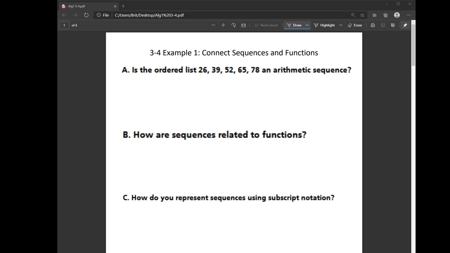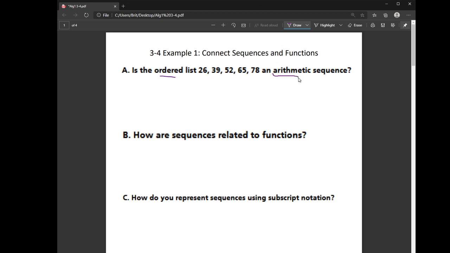In this video, I'm covering example 1 from section 3-4 in the SavvasRealize Algebra 1 textbook. So in this example, we are trying to connect sequences and functions in order to talk about them. For part A, they give us this list. They call it an ordered list because it has to be written in this order, and they're wondering if it's an arithmetic sequence.